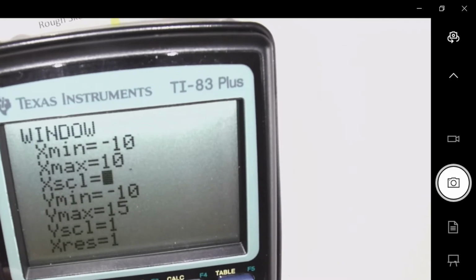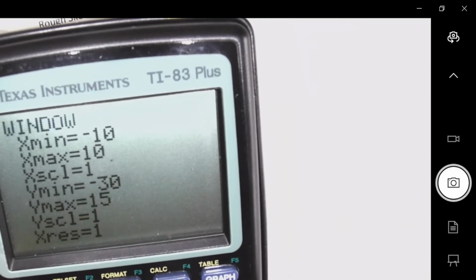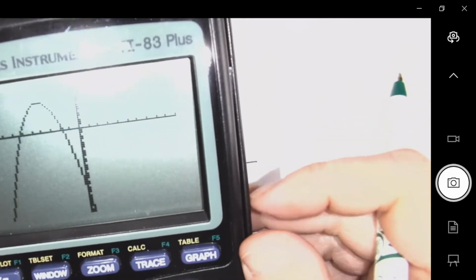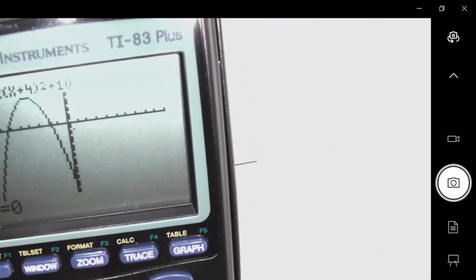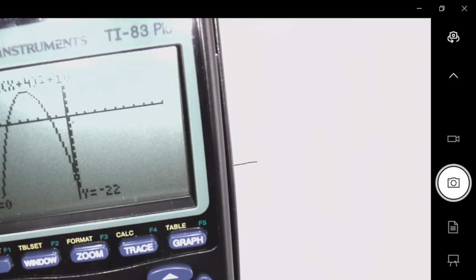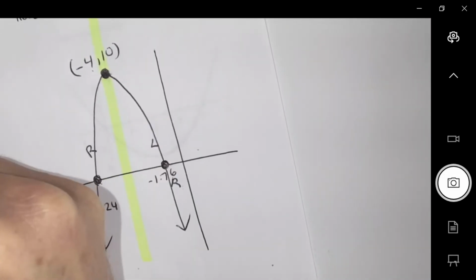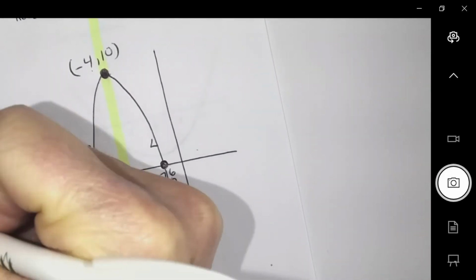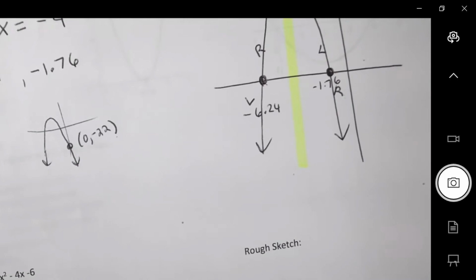Because I know the answer already, let's go to the y-min. Can you go negative 30? I'm going to see lower. So negative 30, graph. Now here's what we're going to do. We're going to go trace 0, enter. And there's my y-intercept. Okay, so there it is. That's where it crossed, at negative 22. Is that matching what your calculator's saying?